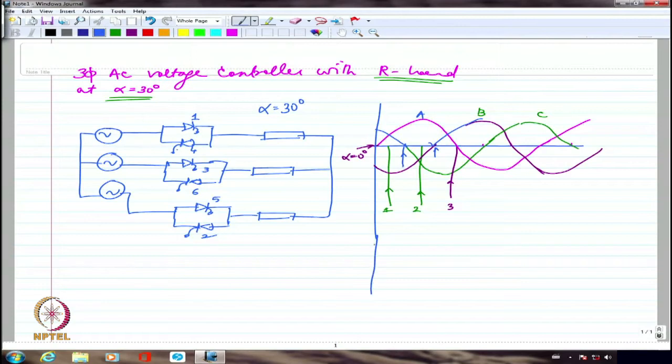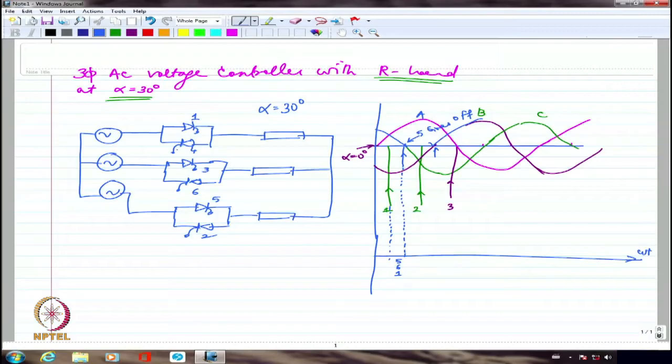So let me draw the intervals. So this is again omega t. So here 1 is fired, and here I am going to have actually 5 going off. 5 will go off only where I have shown like this. So here 5 goes off, right? So that means for 30 degrees I am going to have 5, 6, 1 conducting. So for this duration I will have 5, 6 and 1 conducting, even for R load. I am talking about R load. If 5, 6 and 1 are conducting, all the 3 phases are connected to the load.